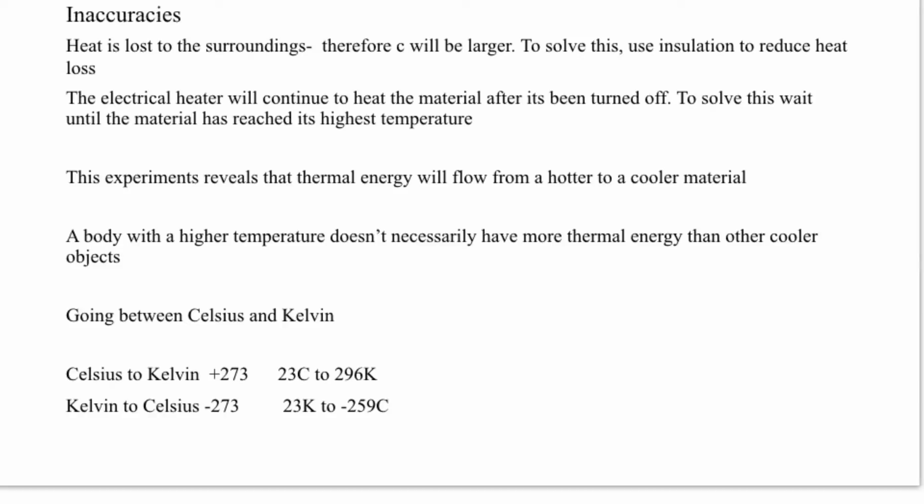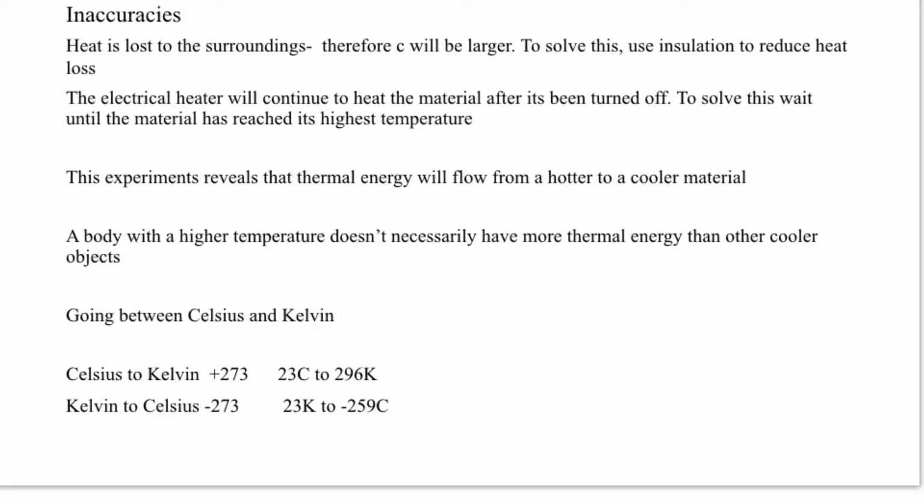A body with a high temperature doesn't necessarily have more thermal energy than a cooler object, which is larger. For instance, if you've got, say, a small metal ball bearing, which is about 100 degrees C, and you have a large metal 1 kilogram piece of iron, which is 50 degrees C, the iron will have more thermal energy.